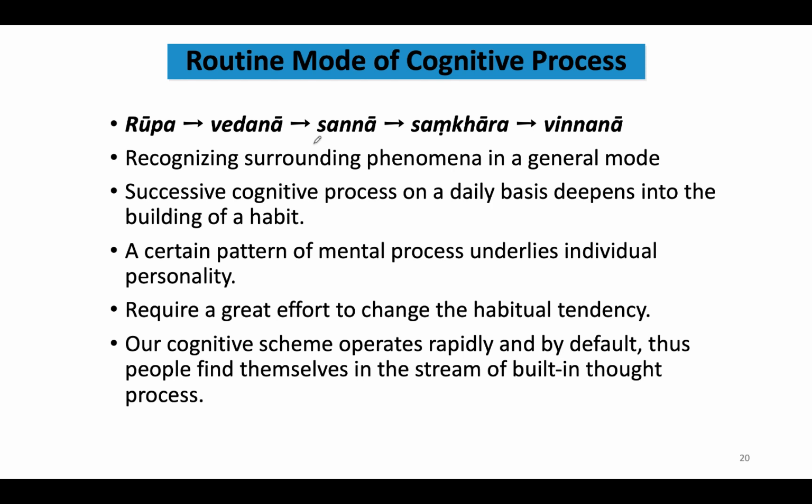The routine mode of cognitive process can occur in a sequence of rupa to vedana to sanya, samkhara to vinnana, which recognizes surrounding phenomena in a general mode. This routine mode of cognitive process on a daily basis deepens into the building of a habit. A certain pattern of mental process underlies individual personality. So depending on what kind of mode of cognitive process you have, it determines your personality.